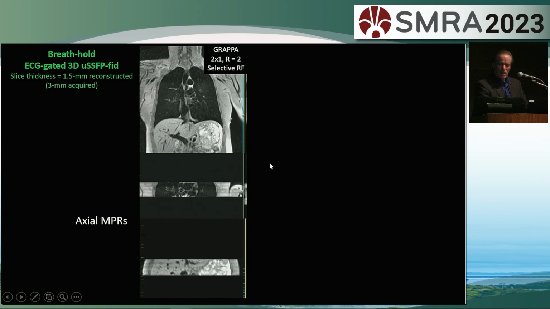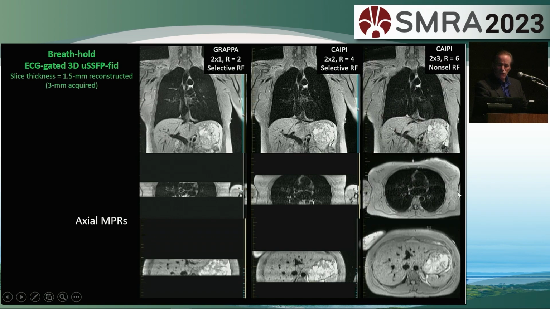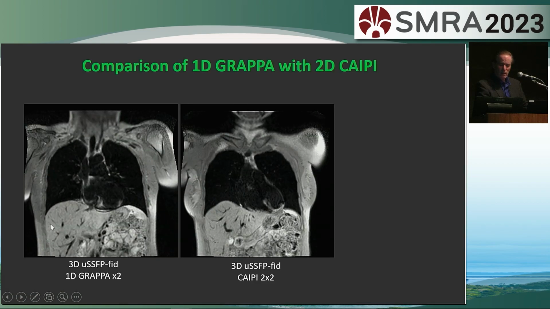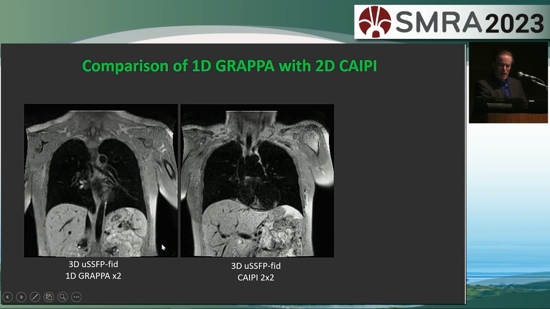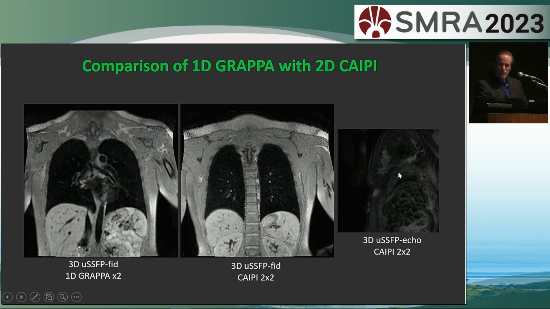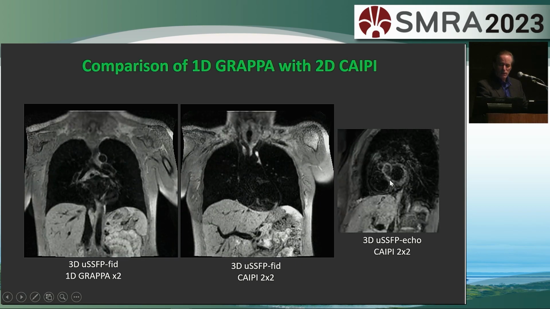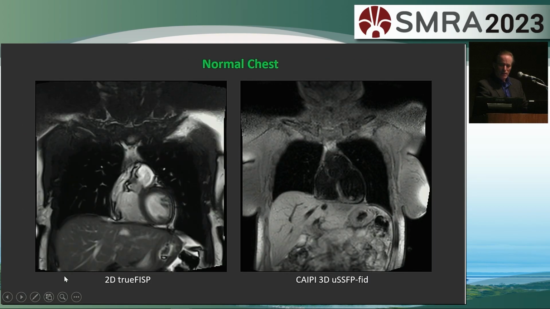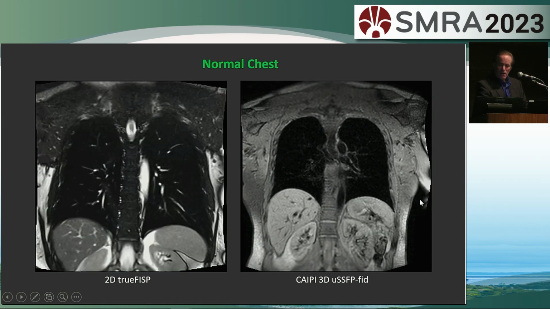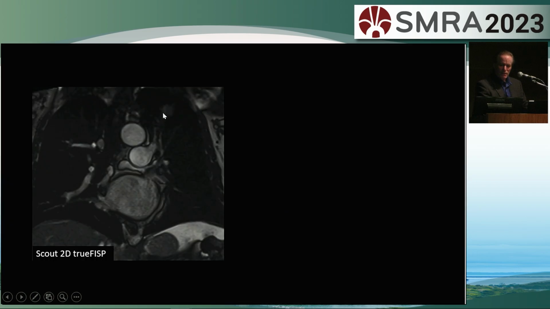Here are some other examples. This is 1D acceleration, this is 2x2 acceleration, and this is 2x3 acceleration, where we can actually use a non-selective excitation covering the entire area. Here's a comparison between the GRAPPA 1D acceleration and the CAIPIRINHA 2x2 acceleration, and this is the CISS version where you can actually see the heart quite nicely as well. And this is just a comparison of 2D true FISP versus CAIPIRINHA. Let me just skip through this. This was just a nice case.